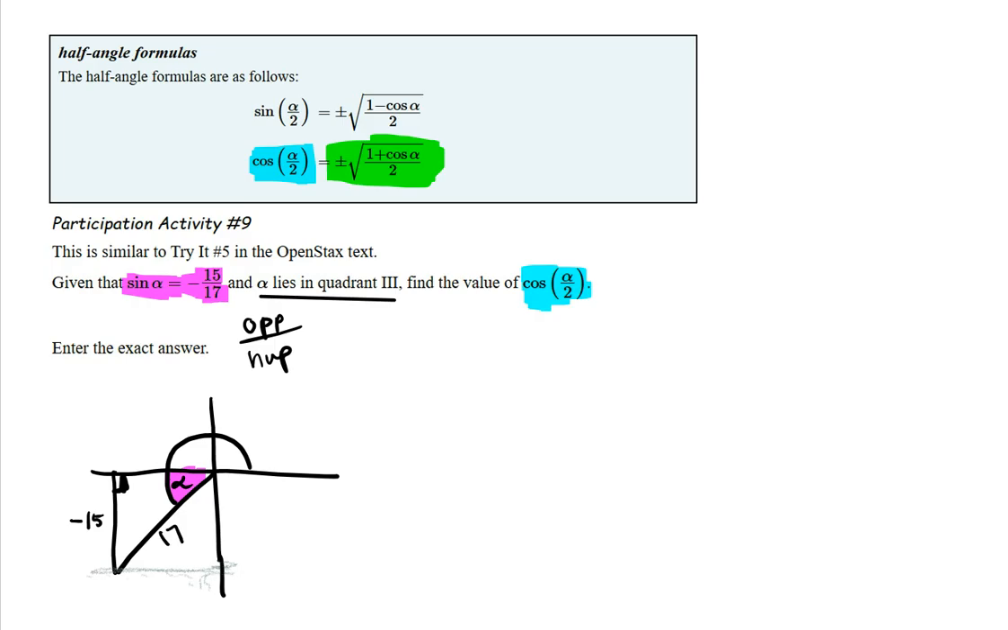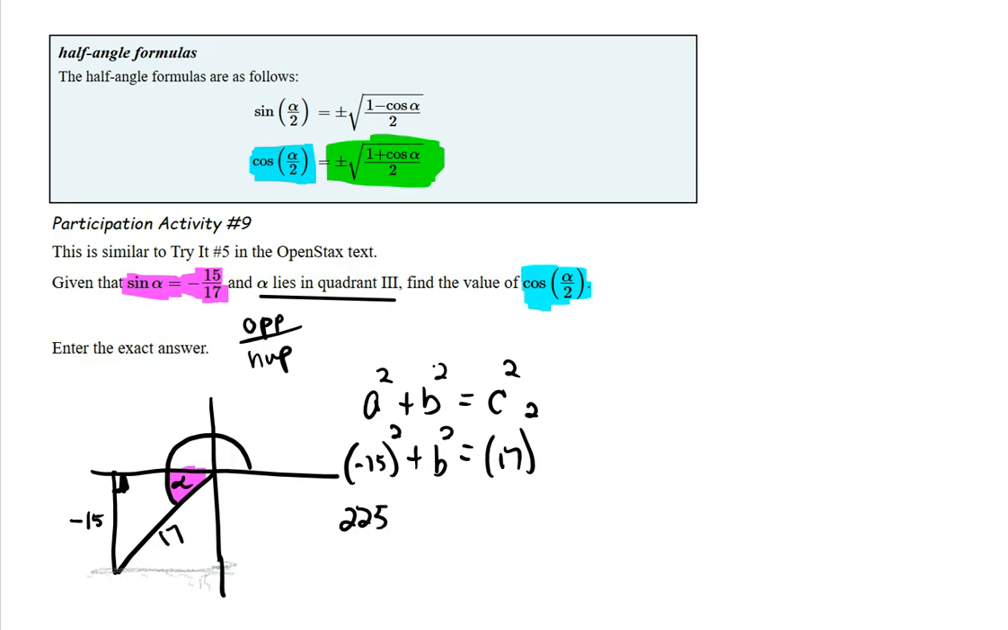Now, in order to do cosine, I need the adjacent. I don't have the adjacent, but I have a right triangle. And in a right triangle, the Pythagorean theorem says that a squared plus b squared equals c squared. So negative 15 squared plus b squared equals 17 squared. Negative 15 squared is 225. And 17 squared, I don't have that one memorized. 289.